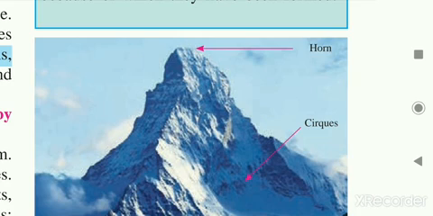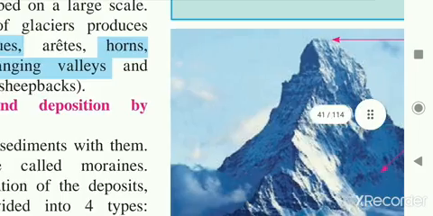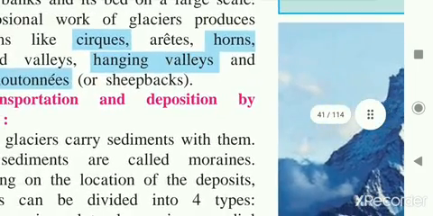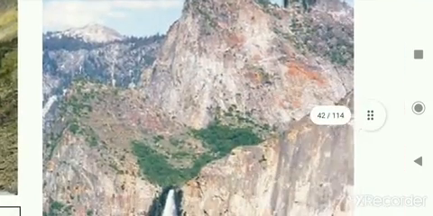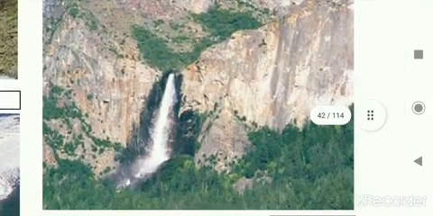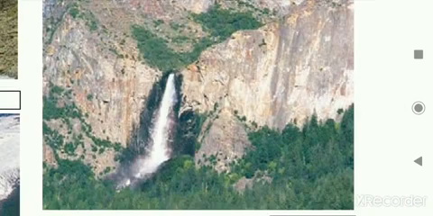This means these landforms are formed due to the erosional work of the glacier. Next are given arêtes and U-shaped valleys. See the pictures given here. These U-shaped valleys are also formed due to the erosional work of the glacier.